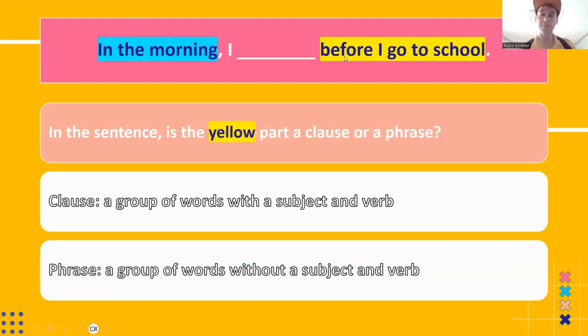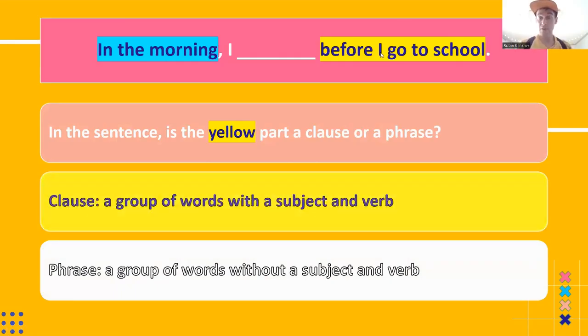How about the yellow part? Is this a clause or a phrase? Before I go to school. Well, it does have a subject. What is the subject? I. What is the verb? Go. So before I go to school. Subject is I, verb is go. So that's the difference between a clause and a phrase. A clause has a subject and a verb. A phrase doesn't have a subject and a verb combination.